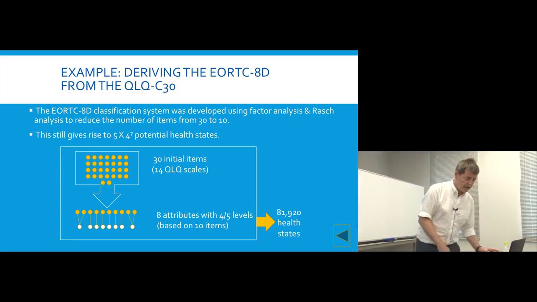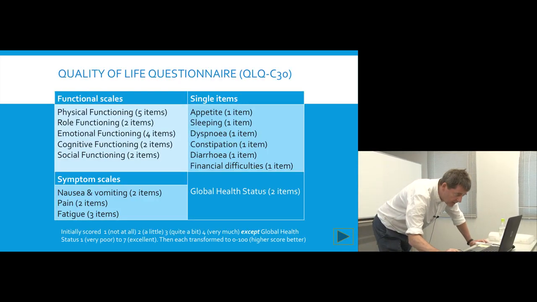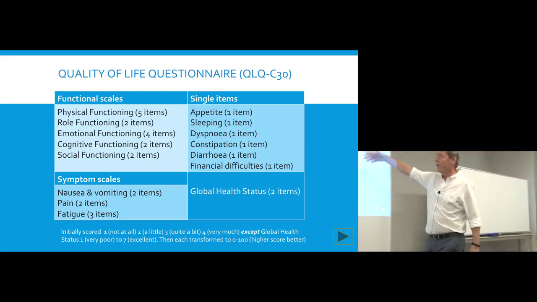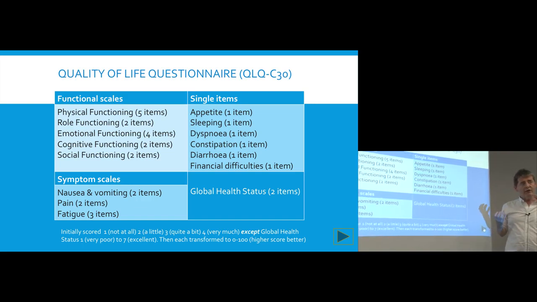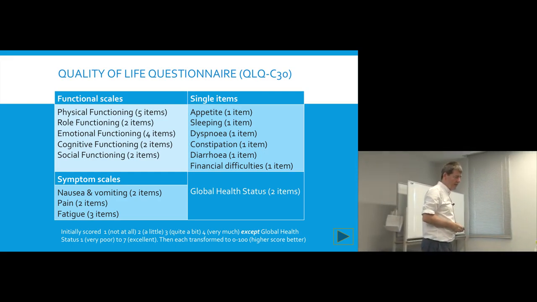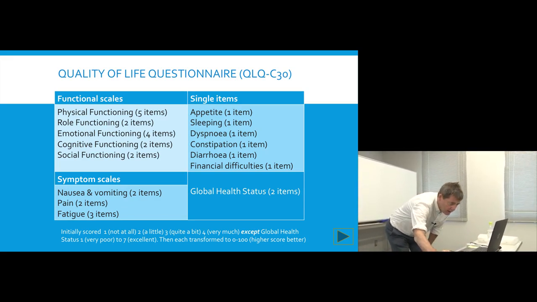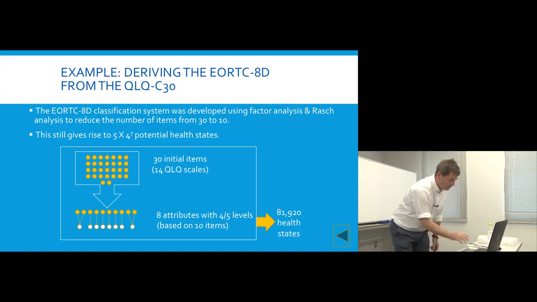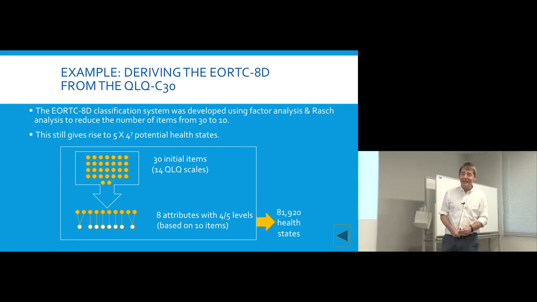Still using the QLQ-C30. So with the QLQ-C30, remember, you've got all this data here. You've got 30 items, really quite rich data. And so the question is, how can we get from this quite rich data, how can we weight different items in order to get a preference-based measure? And that's what has happened with something called the EORTC8D.